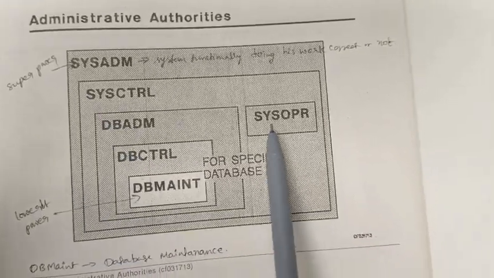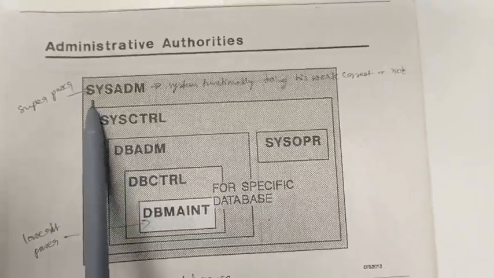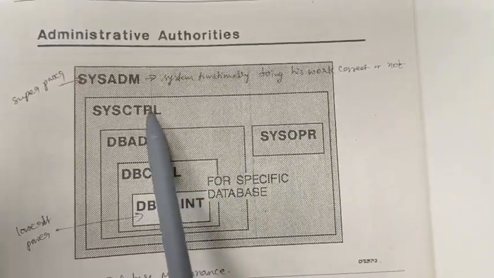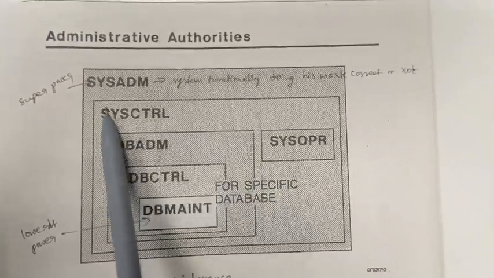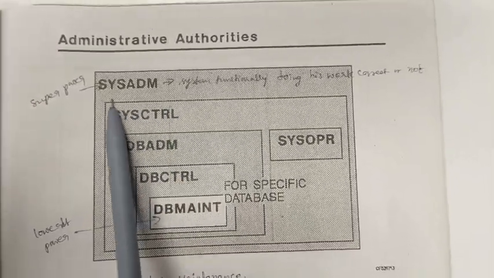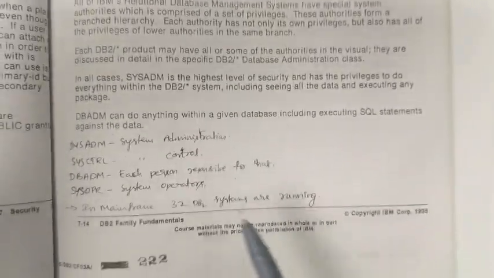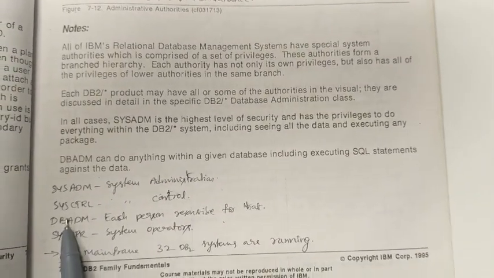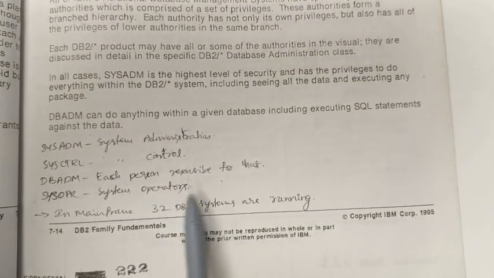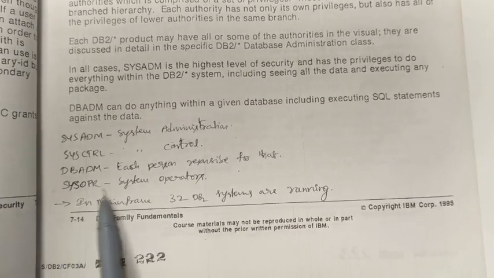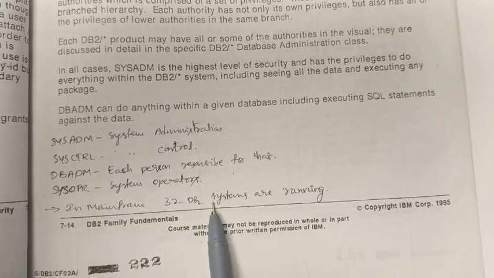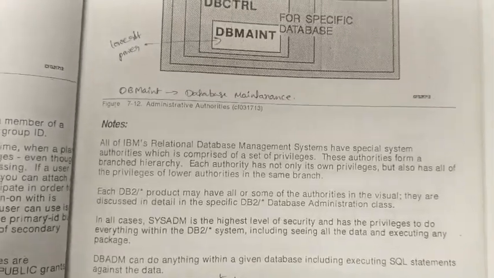If you have system operator and then system control, then the system administrator functionally controls the whole system of the application, irrespective of the database. That is called system administrator. You can see these are naming conventions, like system admin, system control, DBA, each decided for that one. These are like system operator. In mainframe we have 32 DB systems running at a time.